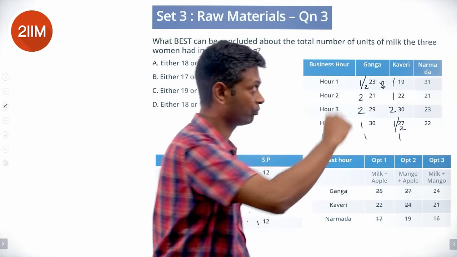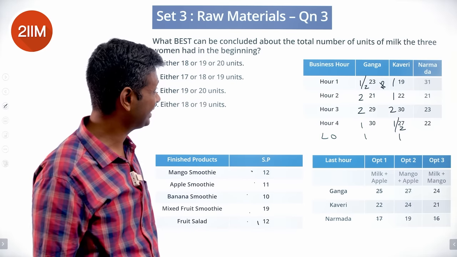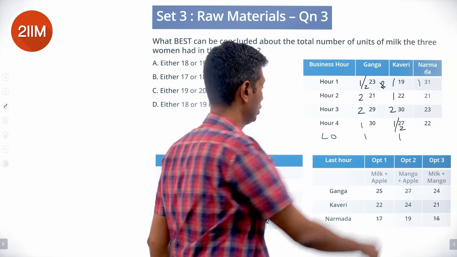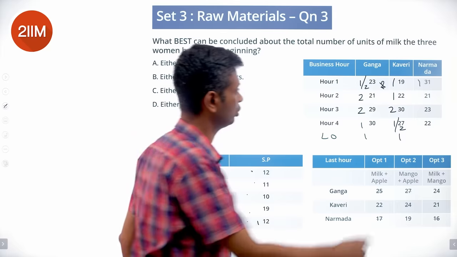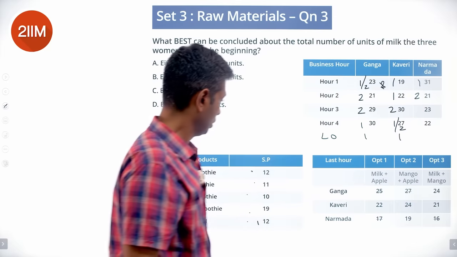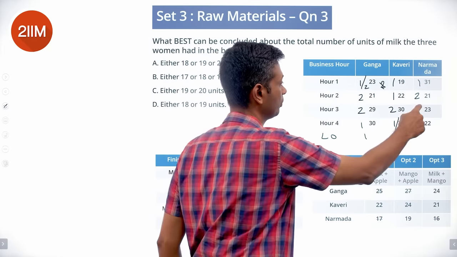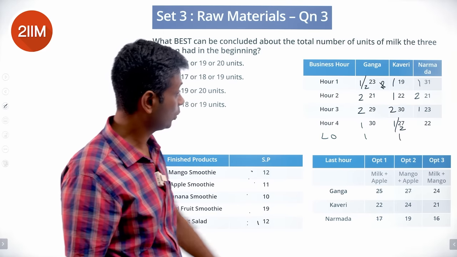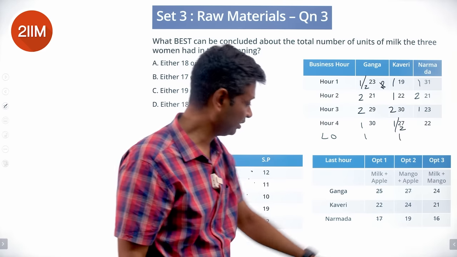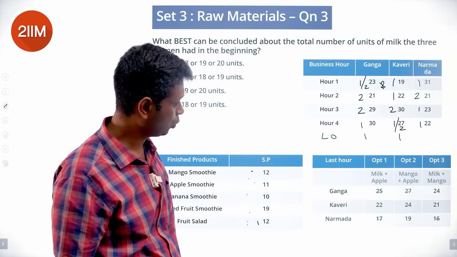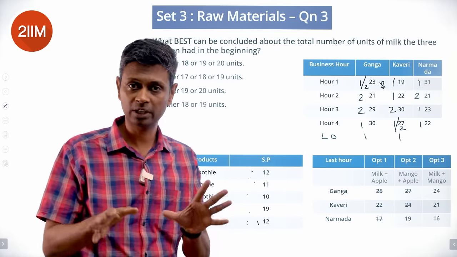That is sitting here. Narmada, 31 is 19 plus 12. So that is one unit. 21 is 11 plus 10. That is two units. 23 is 11 plus 12, that is one unit. 22 comes as 19, which is one unit. What does she have left over? Mango plus apple, no milk left over.